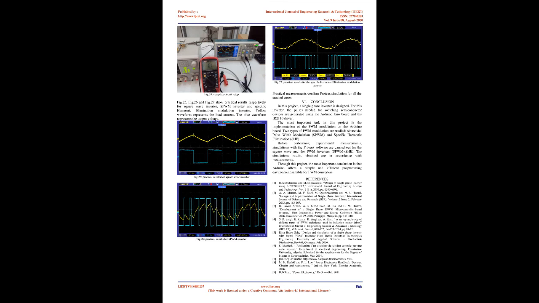Two types of PWM modulation are studied, sinusoidal pulse width modulation, SPWM, and specific harmonic elimination, SHI. Before performing experimental measurements, simulations with the Proteus software are carried out for the square wave and the PWM inverters, SPWM and SHI. The simulation results obtained are in accordance with measurements. Through this project, the most important conclusion is that Arduino offers a simple and efficient programming environment suitable for PWM converters.